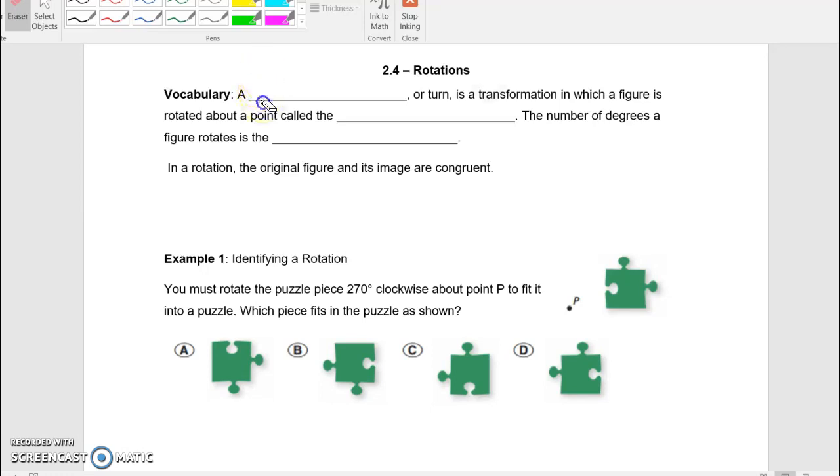A rotation or a turn is a transformation in which a figure is rotated about a point. That means around a point. And that point is called the center of rotation. The number of degrees a figure rotates is called the angle of rotation.